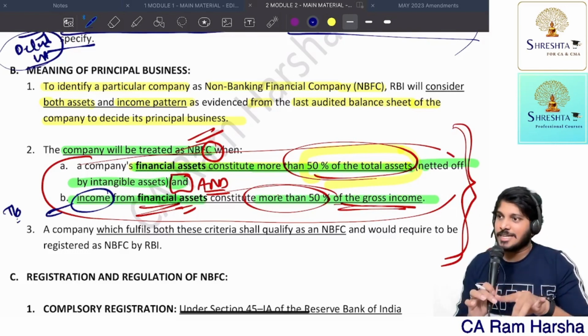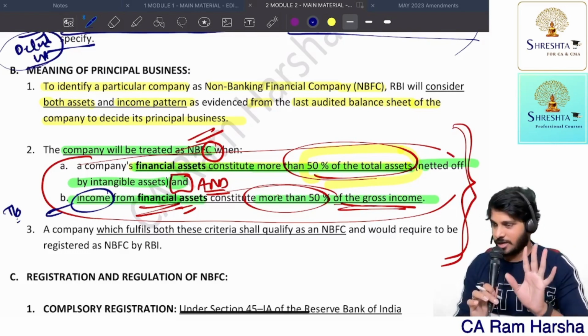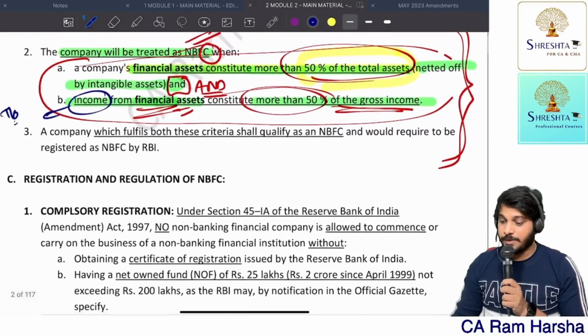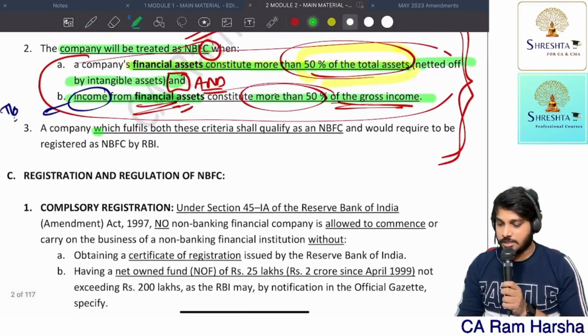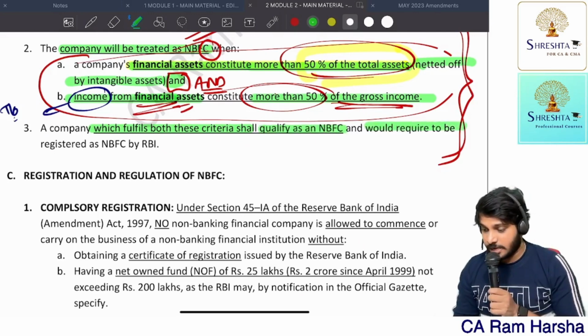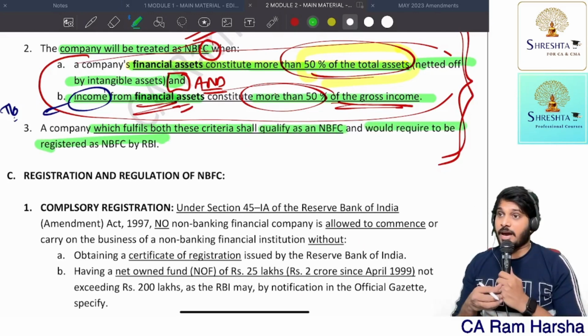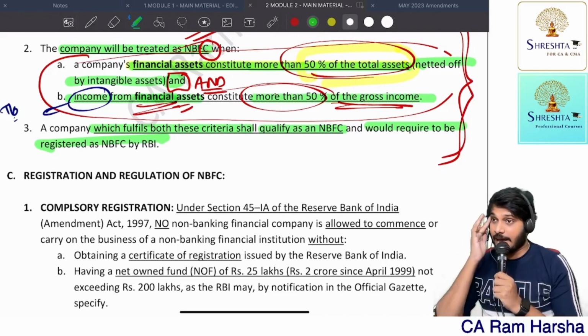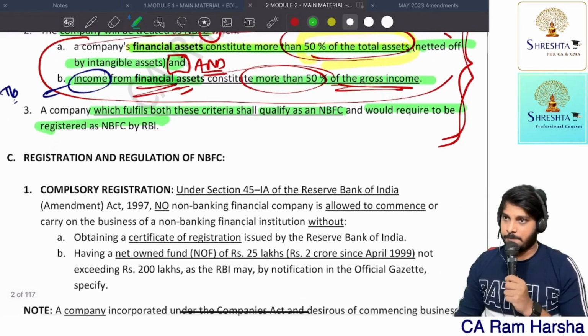Income means obviously turnover criteria. Nothing but turnover criteria. A company which fulfills both these criteria shall qualify as NBFC and would require to be registered by RBI, would require to be registered as NBFC with RBI. Are you clear?